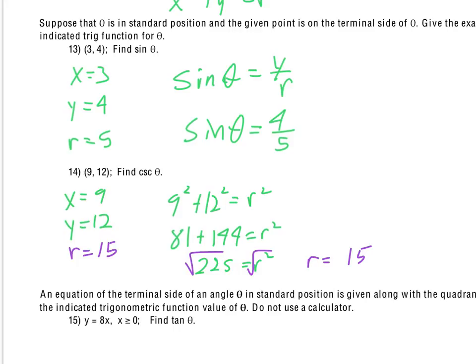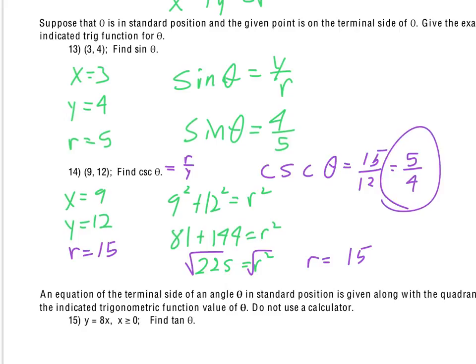Cosecant, okay, I got to think about that for a second. Cosecant is the reciprocal of the sine, so cosecant is r over y. So this particular cosecant would be 15 over 12. Now, if you leave it like that, that's going to be a problem because there's a common factor there of 3, so we divide both of those by 3 and we get 5/4. So that's really the answer we're looking for there.